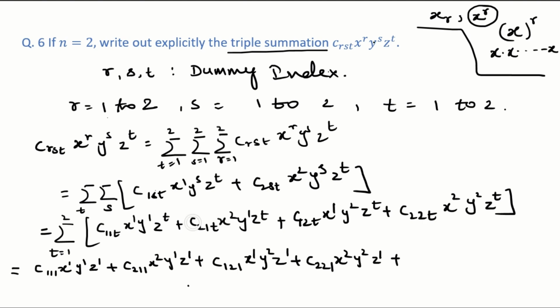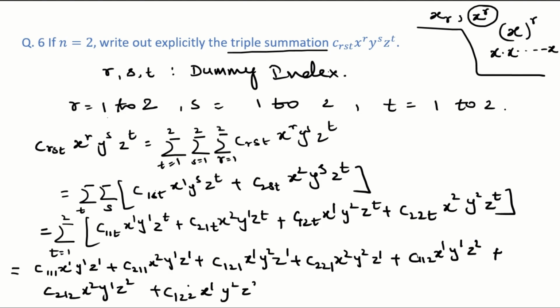Now substitute t as 2 in this expression. So the terms will be c1 1 2, x1 y1 z2 plus c2 1 2, x2 y1 z2, c1 2 2, x1 y2 z2, c2 2 2, x2 y2 z2. So in total you will have 8 terms.